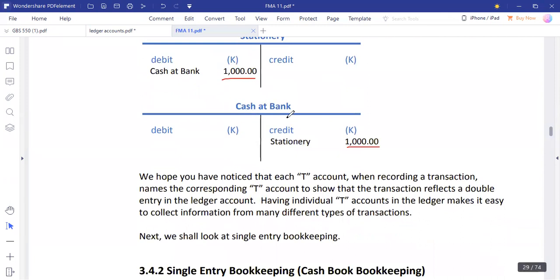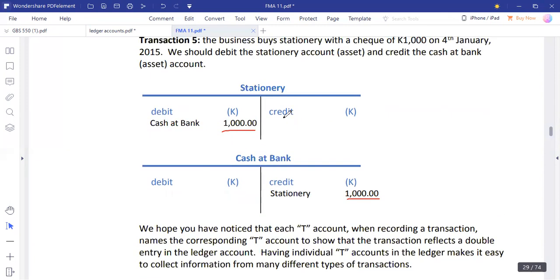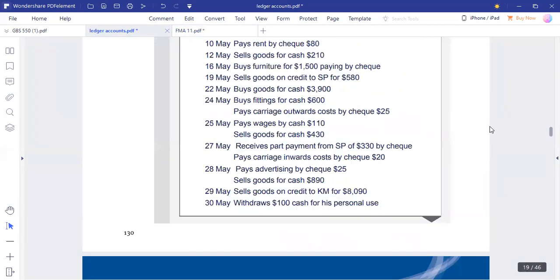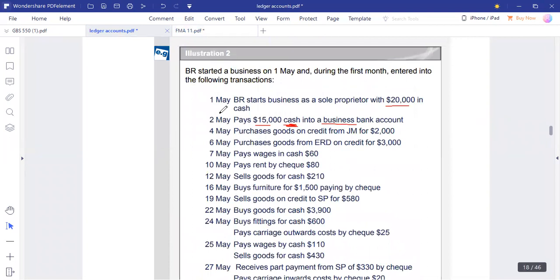So this is what we call a T account. Now, with these transactions there, I want each one of you now to give me the 2 accounts that are going to be responsible here. So I'll start with the first 2 since I already showed you.